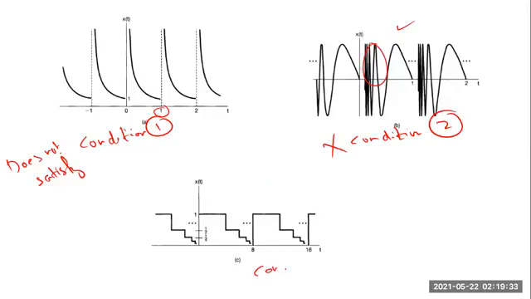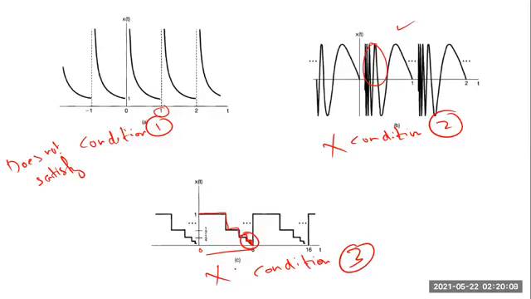And this third signal is an example which doesn't satisfy the third condition of Dirichlet. And what is that third condition? There should be a finite number of discontinuities within a finite time interval, and the value of the discontinuity should be finite. You can see within this finite interval, 0 to 8, which is the period of the signal, there are many discontinuities. So this particular signal doesn't satisfy the condition.